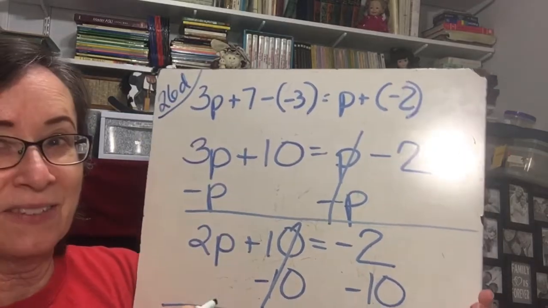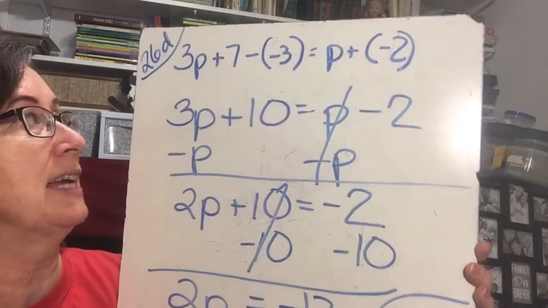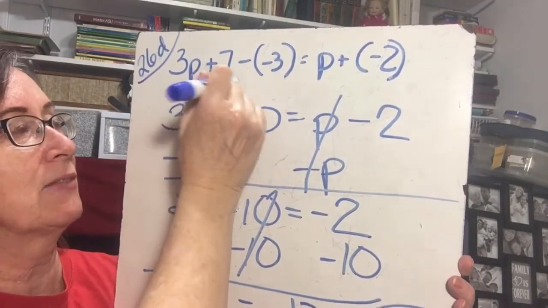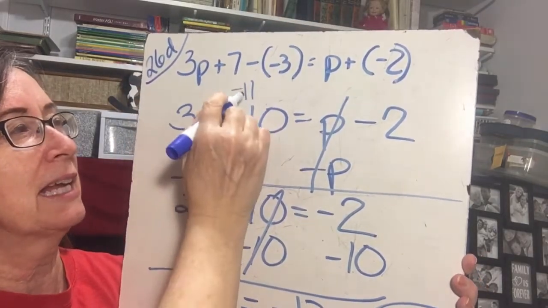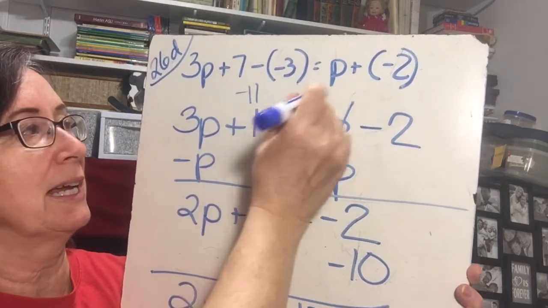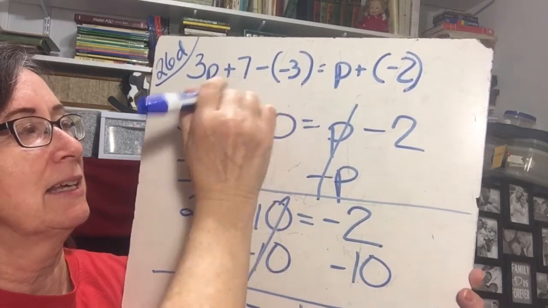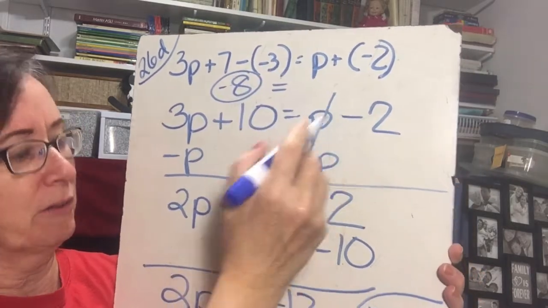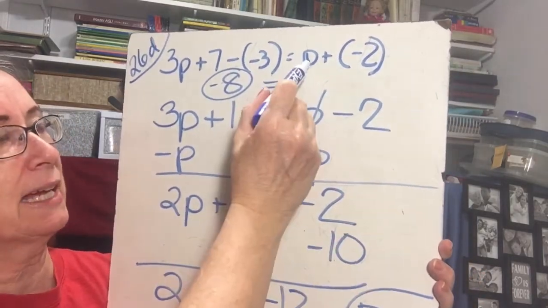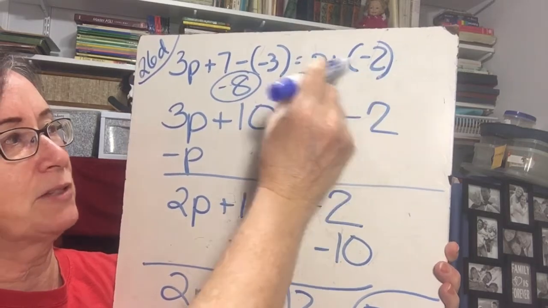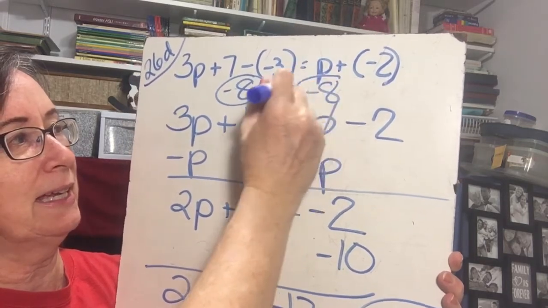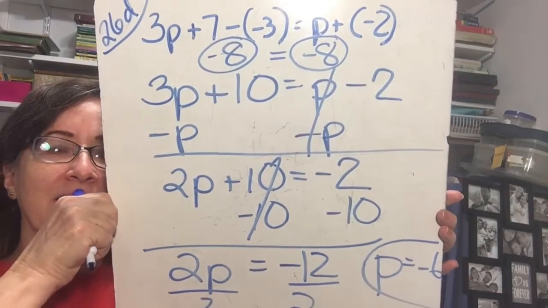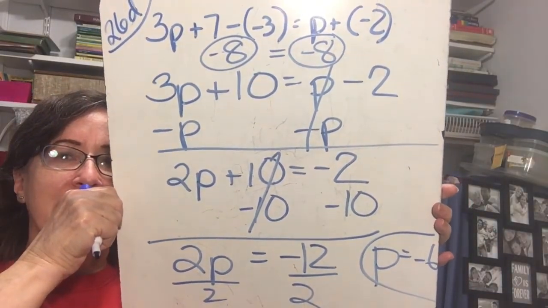3 times negative 6 is a negative 18. Negative 18 plus 7 is a negative 11. Negative 11 plus 3 is a negative 8. So we get a negative 8 on the left. And on the right, we get a negative 6 plus a negative 2, which is a negative 8 again. And we are done with this lesson.